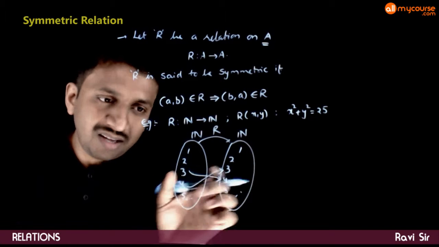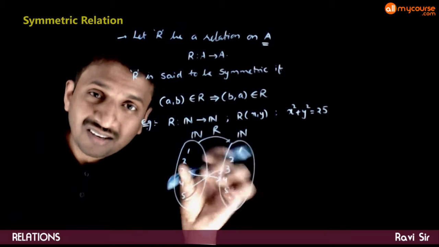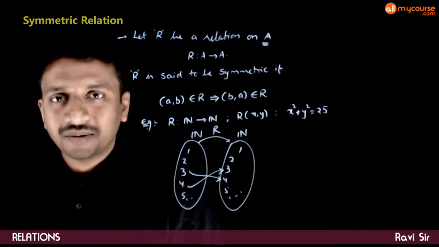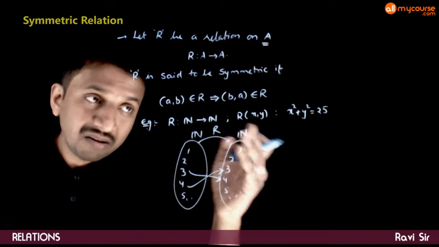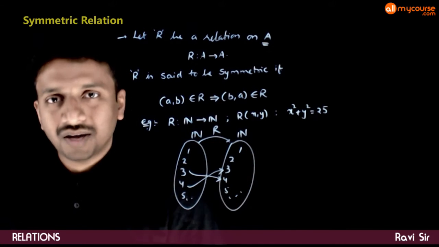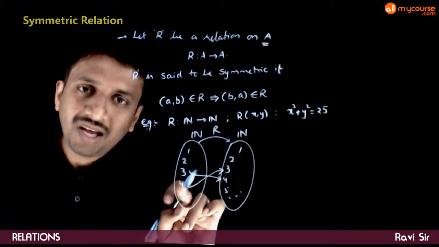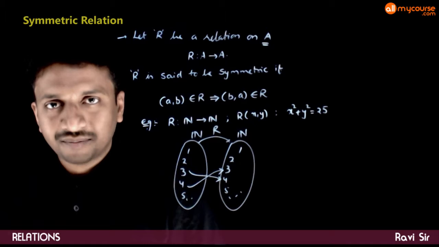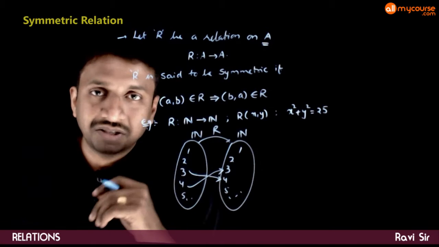As you can see, if (3, 4) belongs to R, the reverse of that, (4, 3), also belongs to R. And if (4, 3) belongs to R, then (3, 4) also belongs to R. So for every element of the form (a, b), (b, a) should also belong to R. So that is called a symmetric relation.